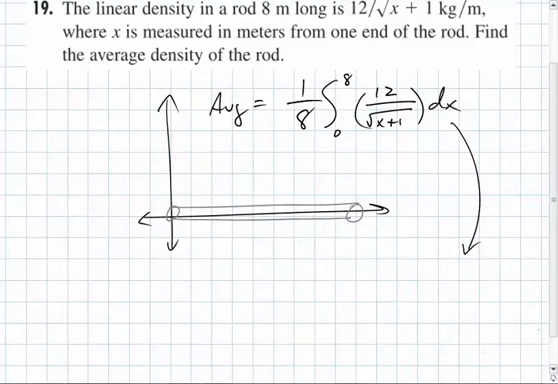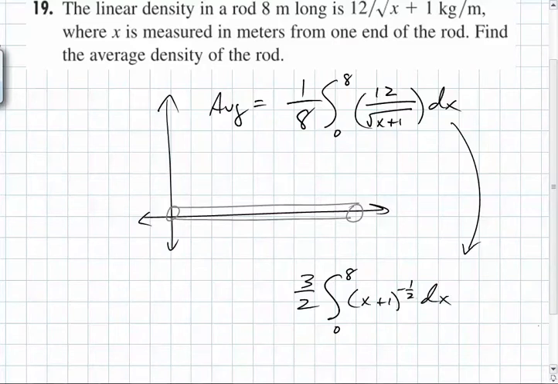Yes. What could you factor out to the front? 12. So you have 3 over 2, the integral from 0 to 8 of... Yeah, you can factor it. I divided by 4. X plus 1 to the negative 1/2 dx. And can you finish that? Yes. We're not getting into huge depths with this, but there you go, right there.